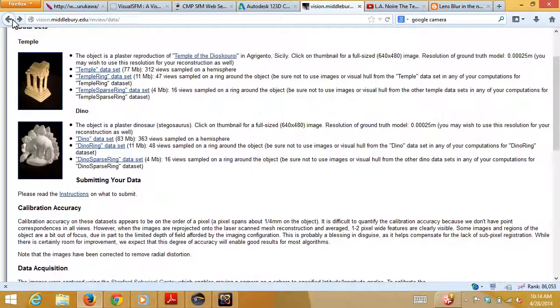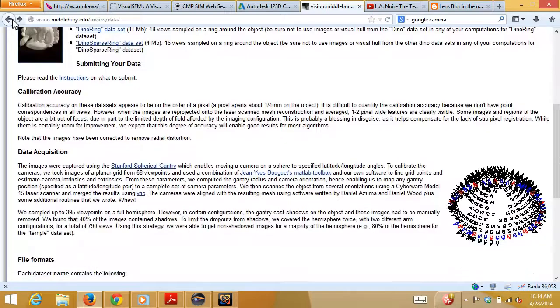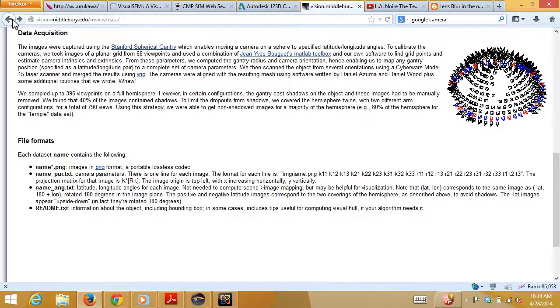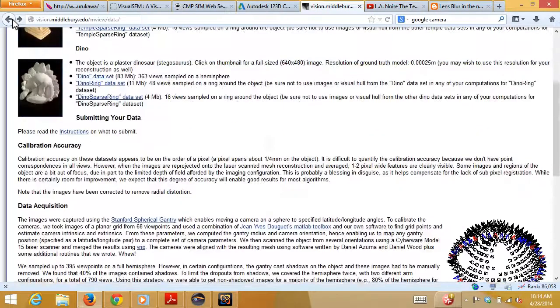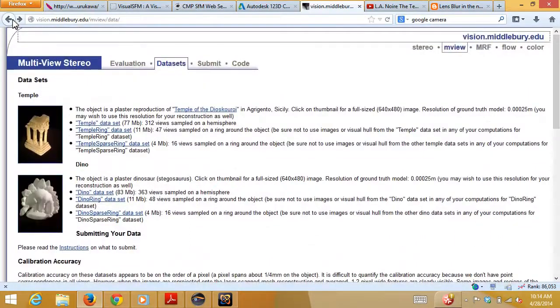And so, for example, here, their full data sets have more than 300 calibrated cameras of this object. And then I believe they used structured light, the Cyberware model laser scanner. So I think they use some sort of laser scanning to generate very accurate 3D models of these objects. So now what you have are, number one, the true 3D object, and number two, lots of calibrated camera images of this object. And this is a way that you can benchmark your data against other people.